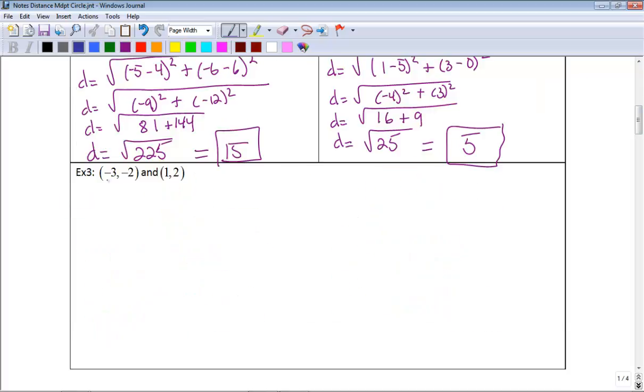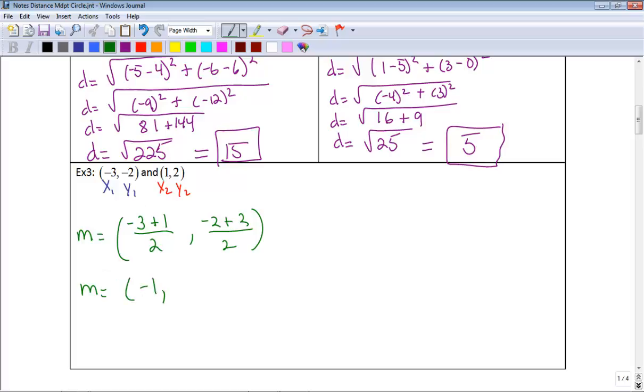Example 3. Start off labeling x1, y1, x2, y2. Start by finding the midpoint again. So M is going to equal negative 3, which is x1, plus x2, which is 1, all over 2, comma, y1, which is negative 2, plus y2, which is 2, all over 2. All right, well, negative 3 plus 1 is negative 2. If I divide negative 2 by 2, I end up with negative 1. Negative 2 plus 2 is 0. 0 over 2 is just 0. So the midpoint between those two points is negative 1, 0.